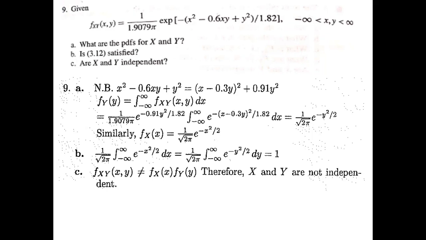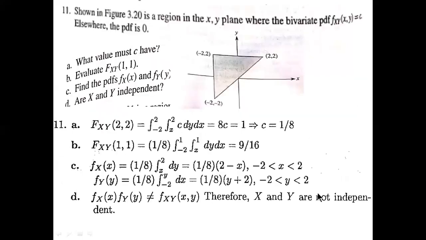Now, again, if you try to integrate each one of these, this within the range of x and this within the range of y, which is again minus infinity to plus infinity, either way you are going to get a value equal to 1, because this integral is really equal to 1. Also, if you try to multiply f of y and f of x, you are not going to get this. So therefore, x and y are not independent.